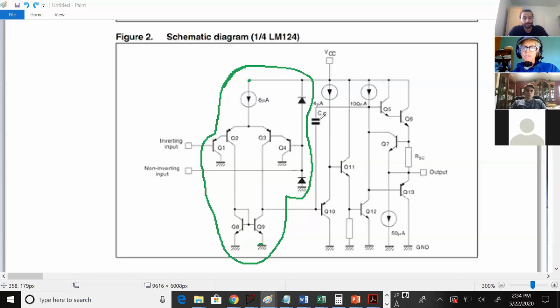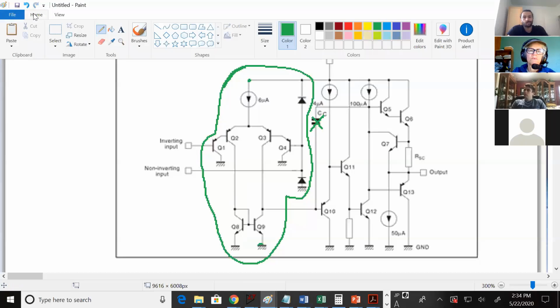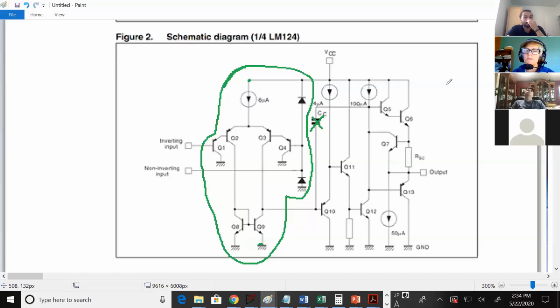Okay, what's the next stage you found? And let's ignore the capacitor for right now. What's the next stage you found? So where's the output of the diff pair going to? Which transistor? Q10. Okay. So what kind of amplifier is Q10 part of?